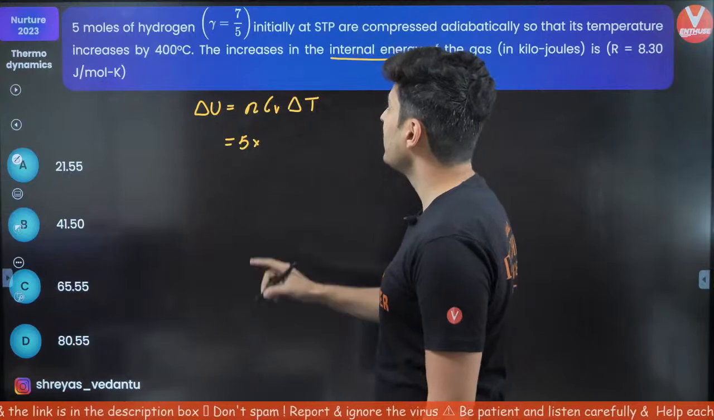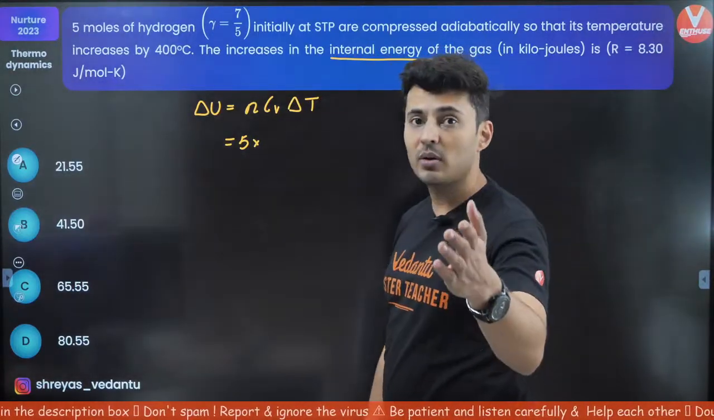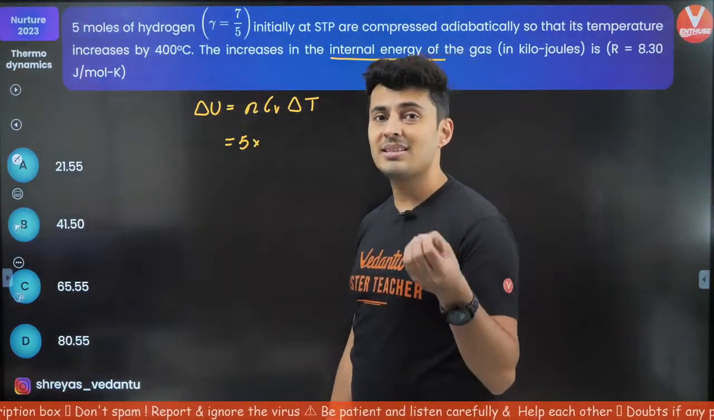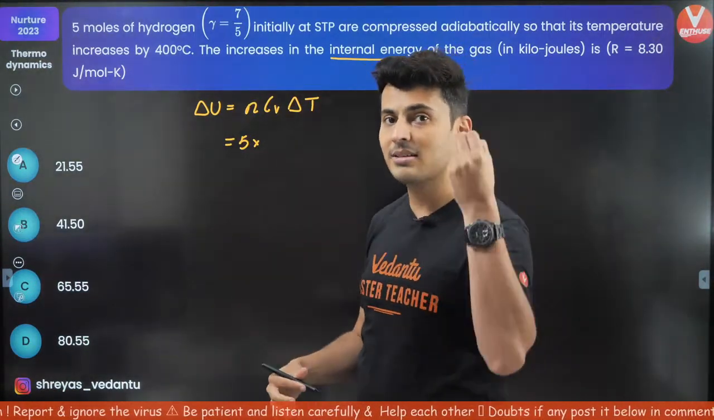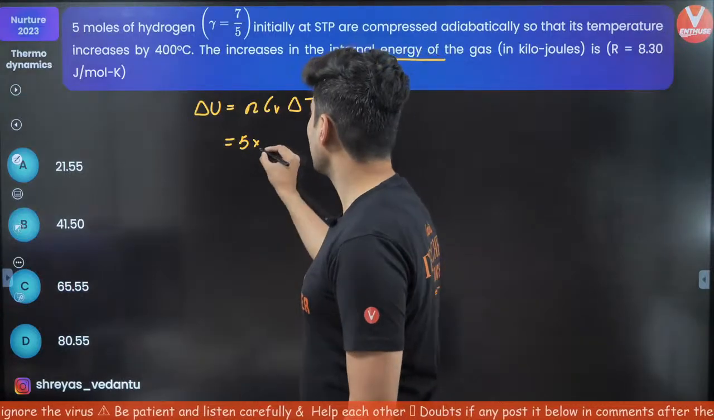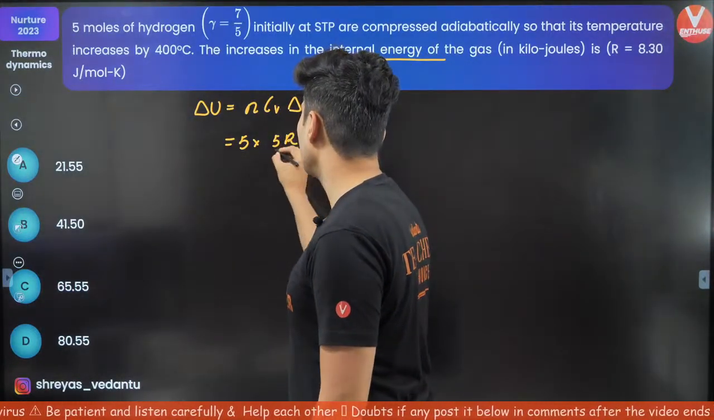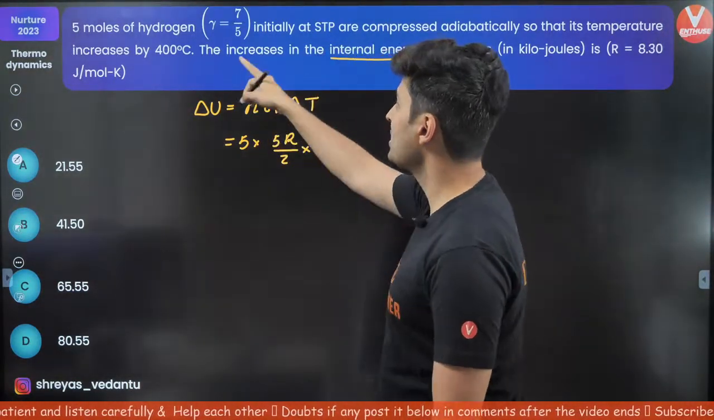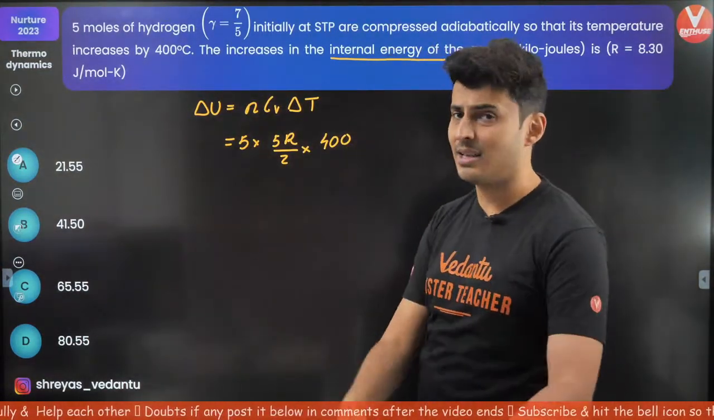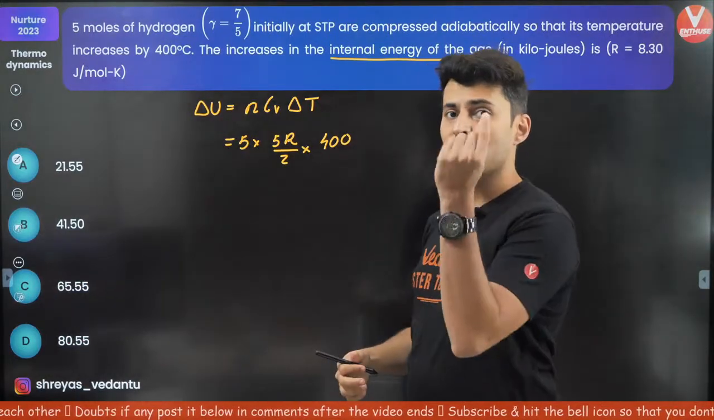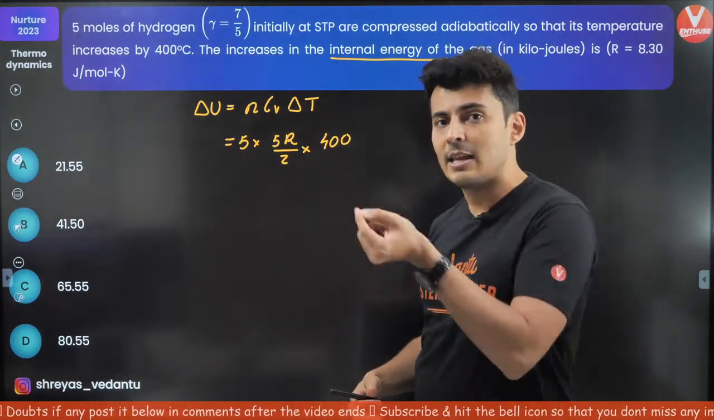Do I know Cv? Oh, it's hydrogen. For hydrogen, what is the Cv? Hydrogen is a diatomic molecule, H2 gas. Diatomic means 5R by 2. So this will be 5 times R divided by 2. And temperature change is 400 Kelvin or 400 Celsius, one and the same thing. Change wise, it's the same because 1 Celsius change is 1 Kelvin change.